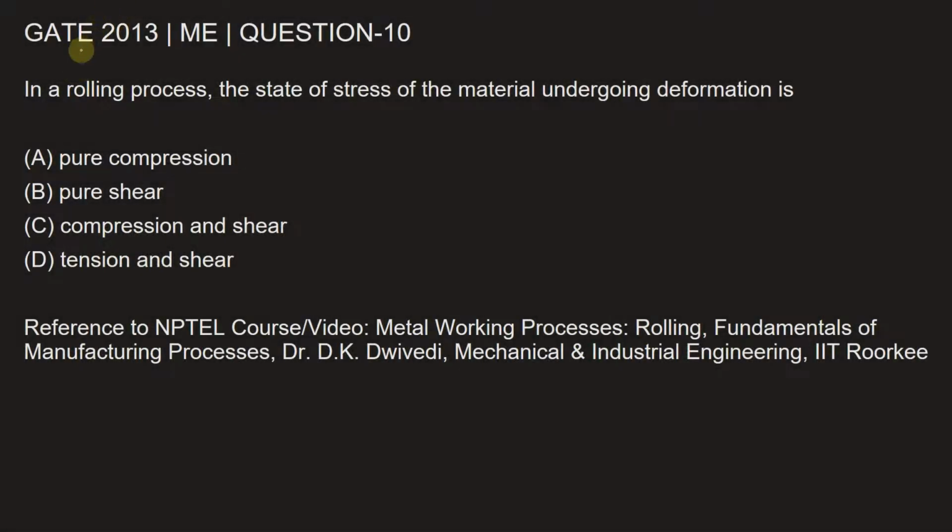This question is from GATE 2013 Mechanical Engineering paper, question number 10. In a rolling process, the state of stress of the material undergoing deformation is option A, pure compression, option B, pure shear, option C, compression and shear, option D, tension and shear. Let's see what it is.